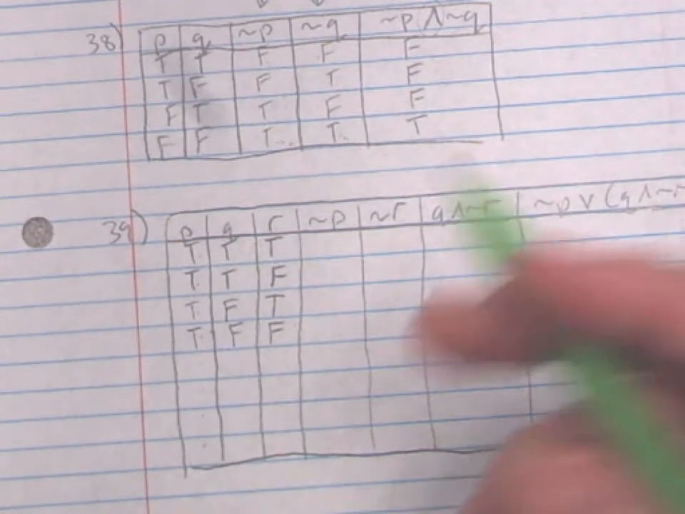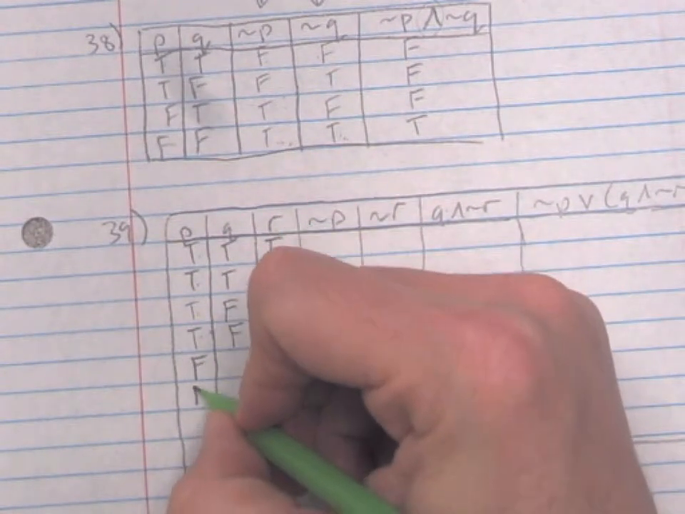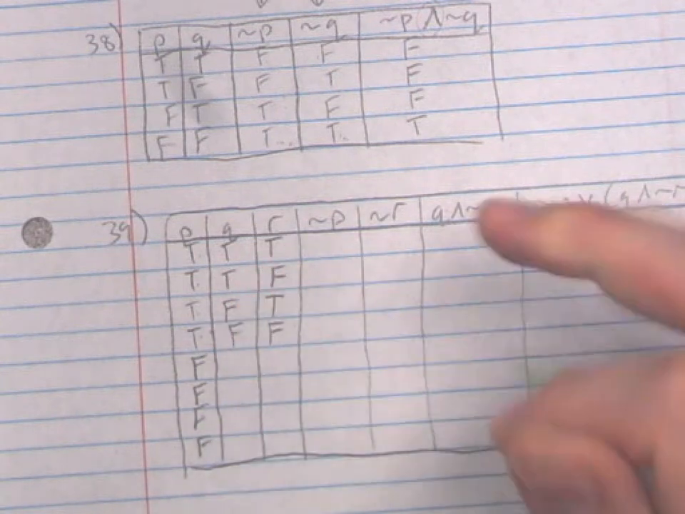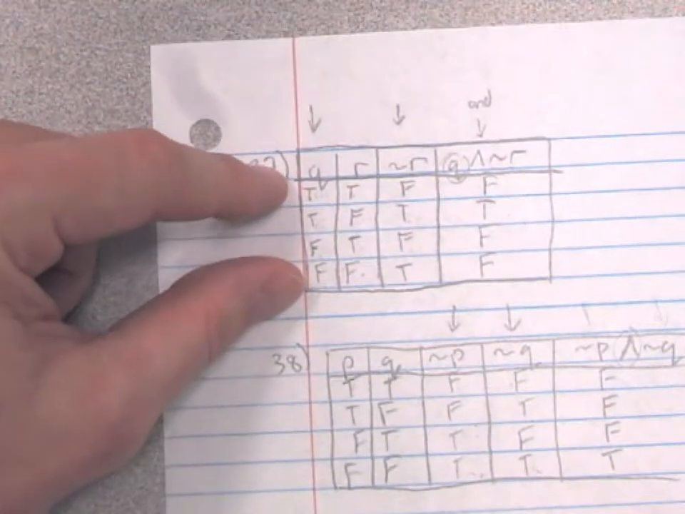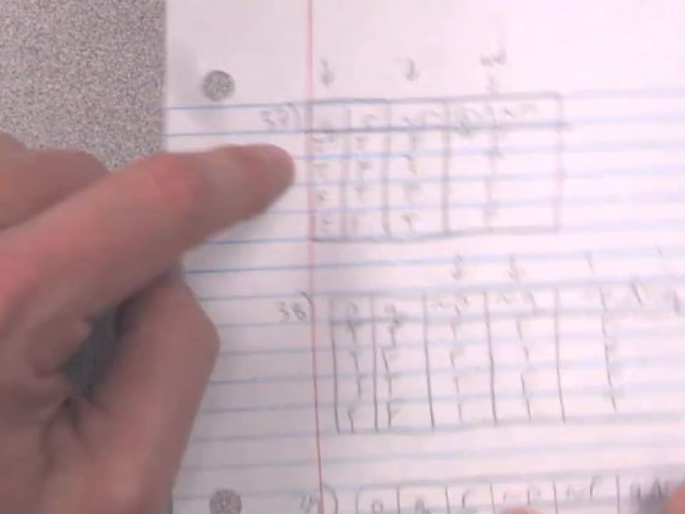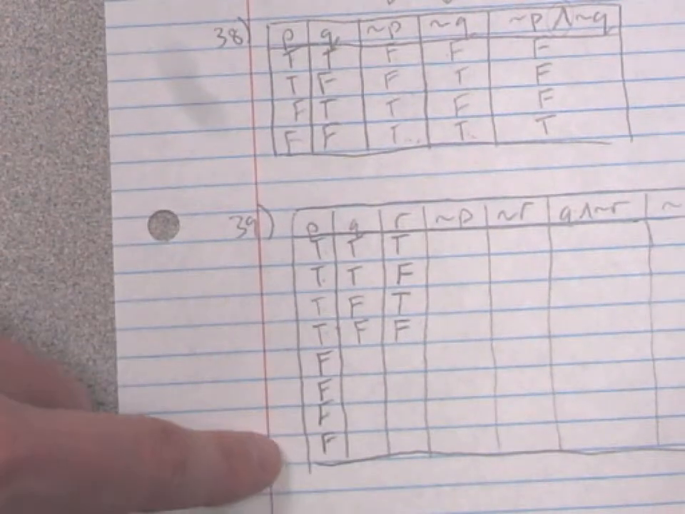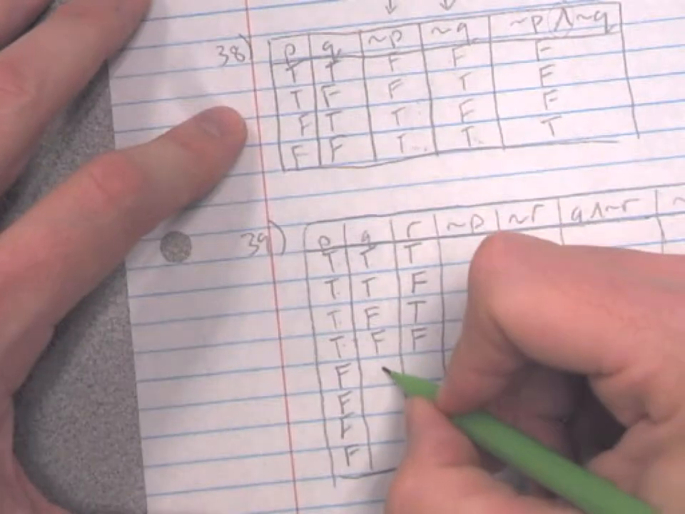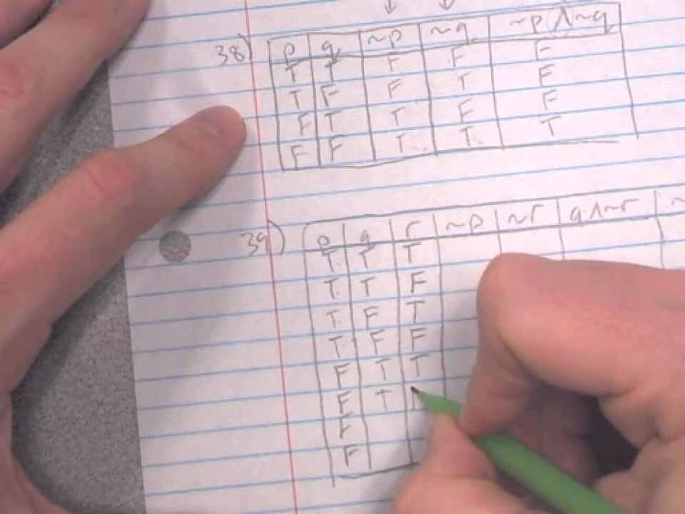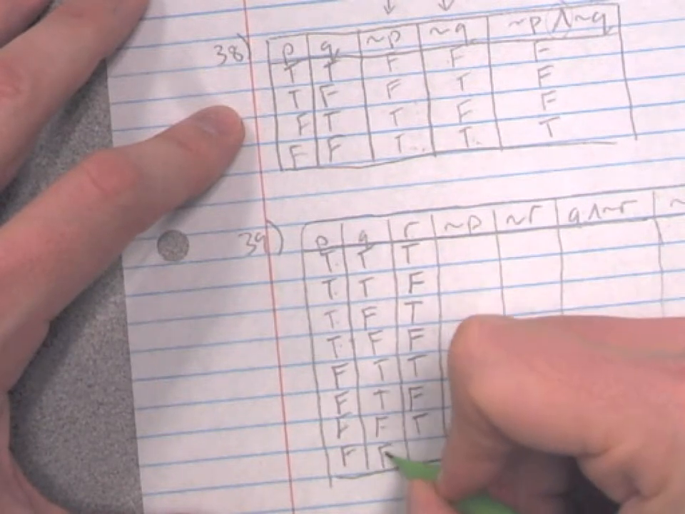Okay, now we're basically going to repeat that, but we're going to make P false. So we're going to say the same thing. TT, TF, FT, FF. We're just going to do that down here for P being false. So TT, TF, FT, FF.